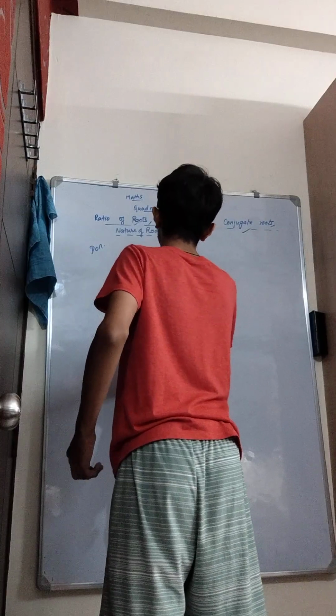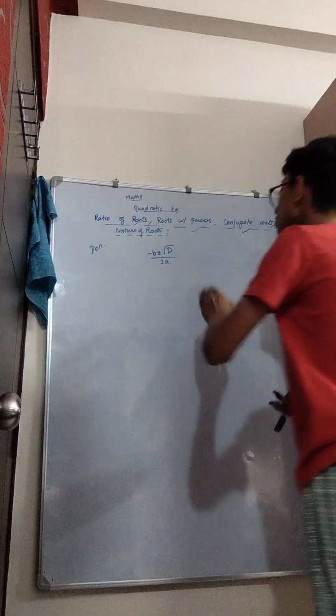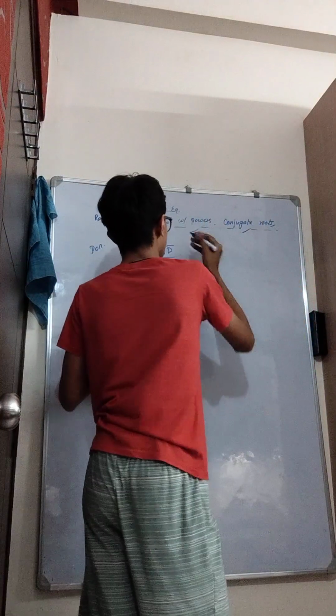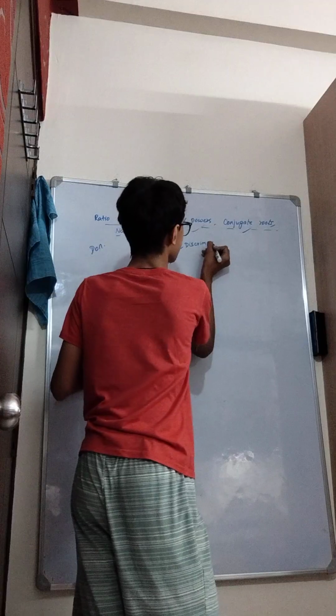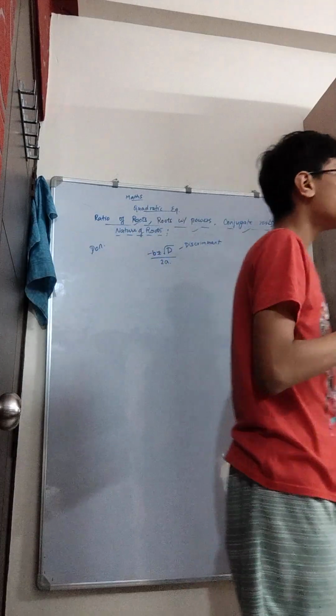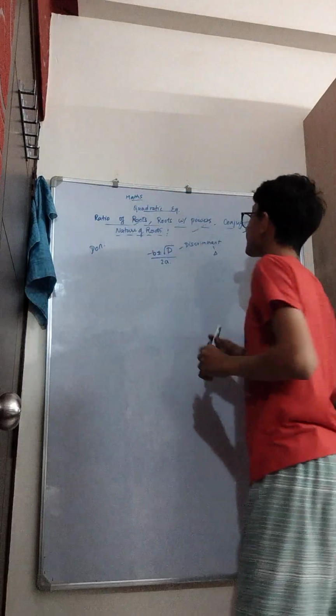In the first video I explained the meaning of D. D is basically the discriminant. D is called the discriminant, or you can also call it delta. Delta is a discriminant.